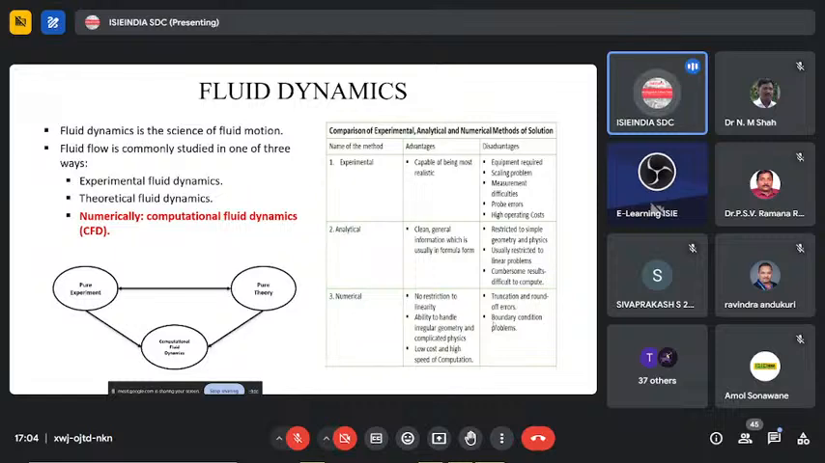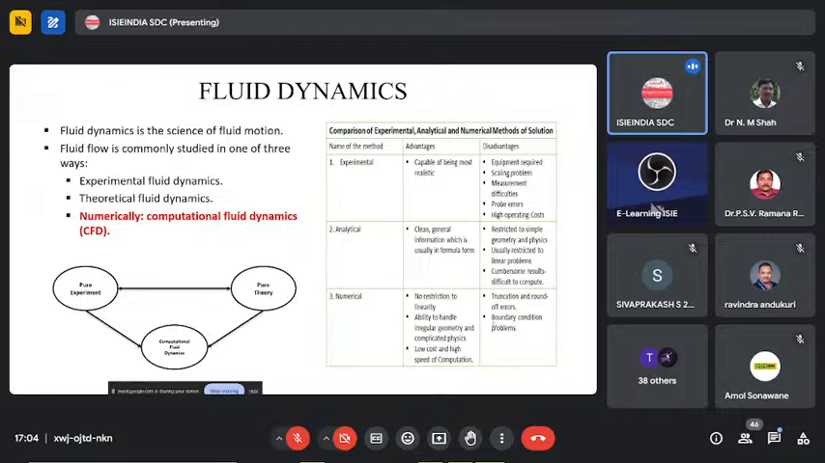If we go for the advantage and disadvantage of the experimental method, the advantage is that this method is very realistic and involves actual physical experiments. But the disadvantage is that it requires more equipment and can be expensive, and sometimes accuracy of measurement is very difficult in this approach.